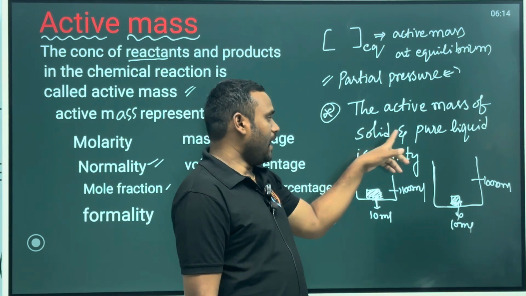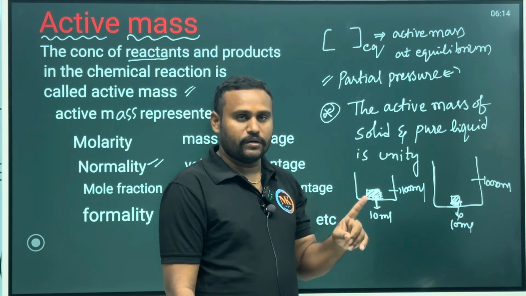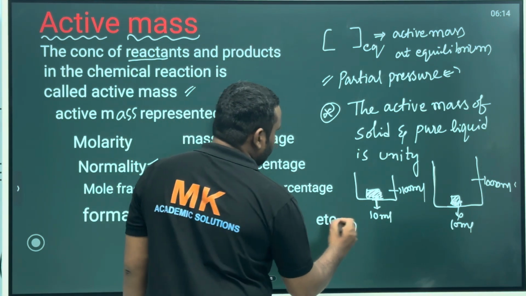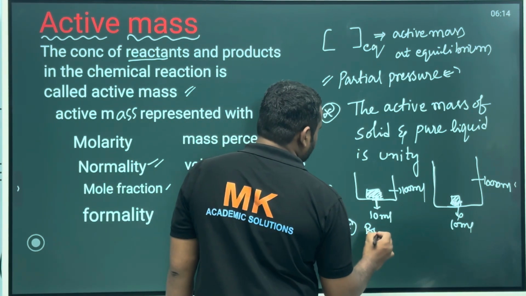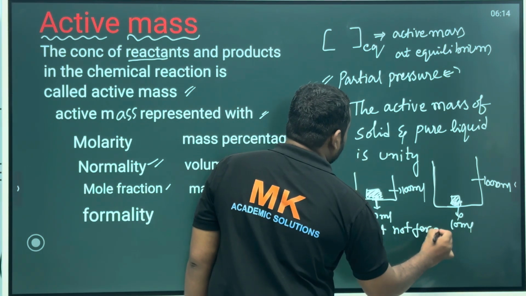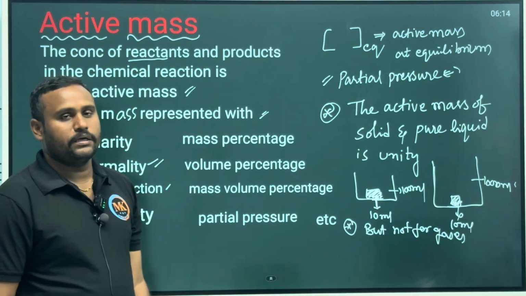That's why the active mass of solid and pure liquid is unity, 1. We will take 1, but not for gases. Why not for gases?